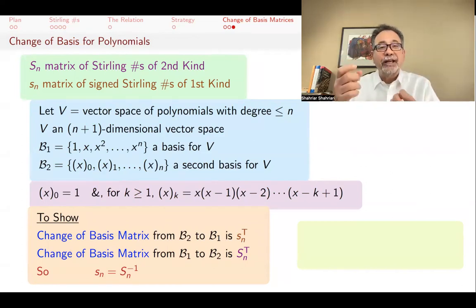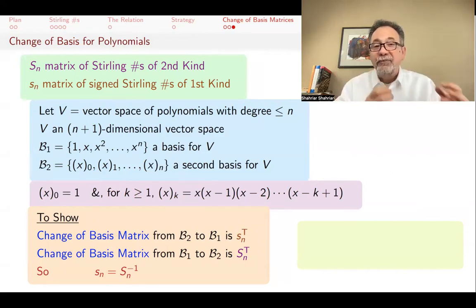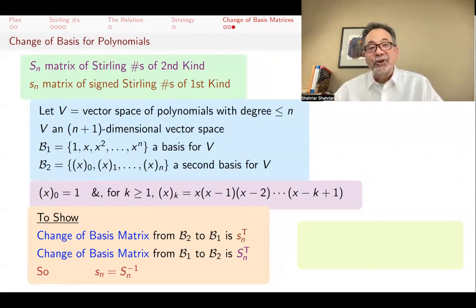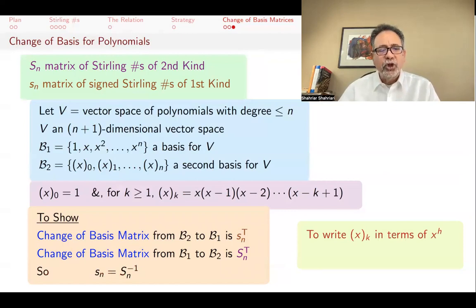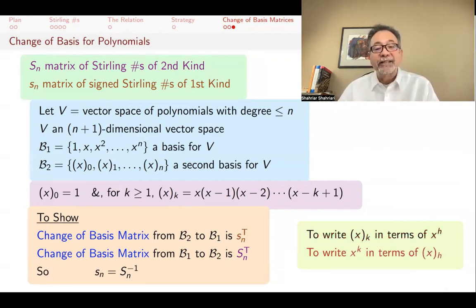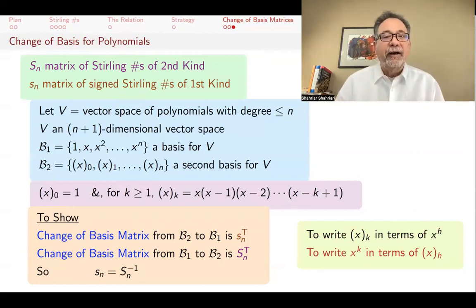And how do we know that transposes are inverses of each other? Because change of basis matrices from one basis to another, and then from that one back, are always inverses of each other. So our job is to find these change of basis matrices. We have to write the falling factorials in terms of powers of x, and we have to write powers of x in terms of falling factorials. And these I have done at various stages in previous videos, but I will remind you.